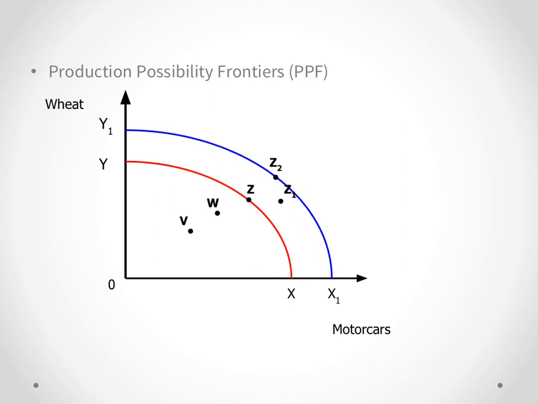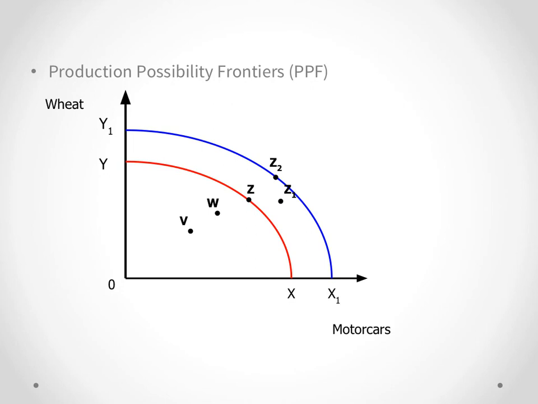Because of the technological improvements in motor cars, there's less opportunity cost with the production of motor cars. As a result, motor cars can be developed further in terms of fuel efficiency, which enables a cheaper distribution of wheat, in which case wheat would also expand. Again, this is an example of economic growth.